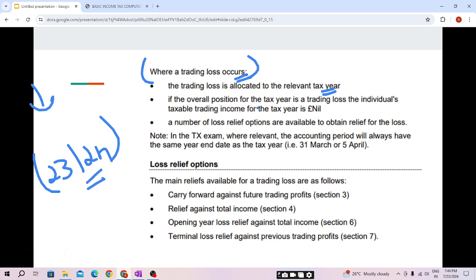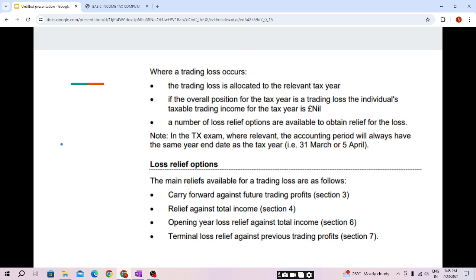If the overall position of the tax year is a trading loss, the individual's taxable trading income for the tax year will be 0, because for the whole year we are incurring loss only. So the taxable trading profits or trading income will be nil. A number of loss relief options are available to obtain relief for the loss. So if for the whole tax year we have a loss, we have reliefs such that we can set off this loss against other incomes.